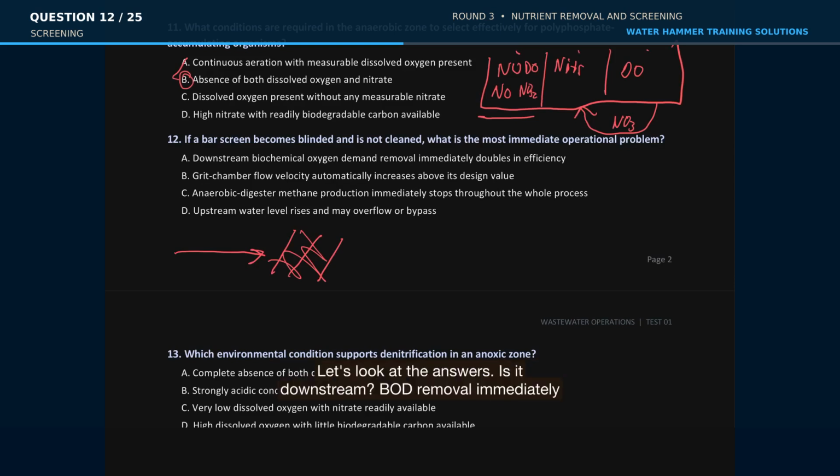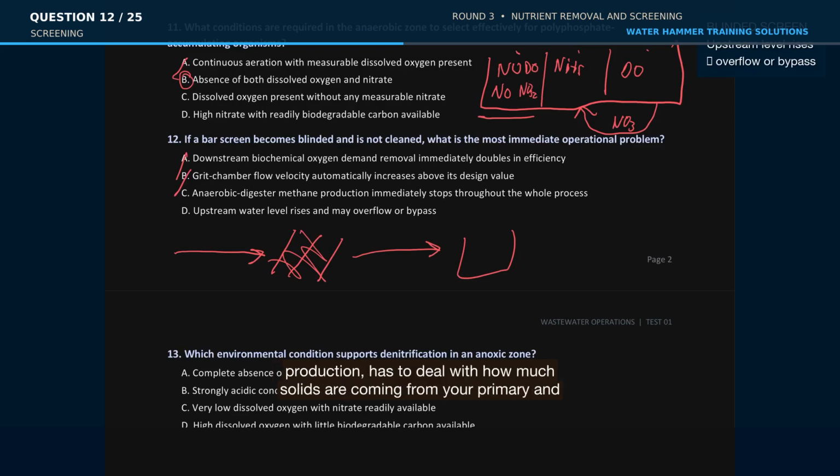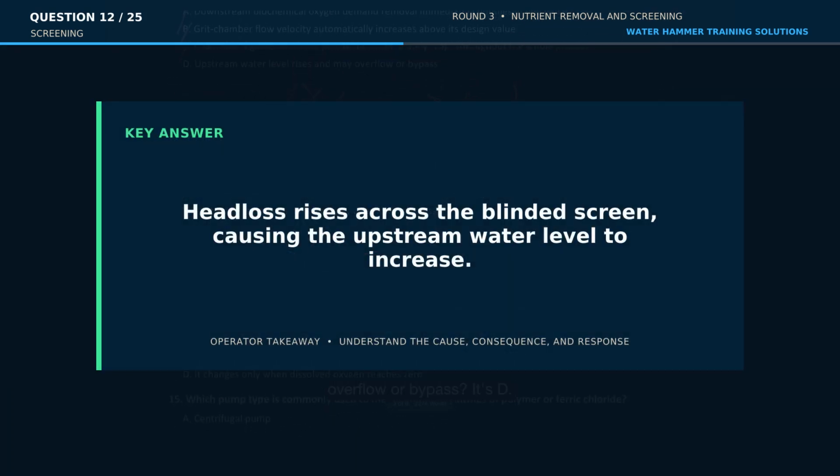Is it downstream BOD removal immediately doubles in efficiency? No. Is it grit chamber velocity automatically increases above its design value? No, because if less water is going to your grit tank, then it's going to actually decrease. So no. Is it anaerobic digester methane production immediately stops throughout the whole process? Anaerobic digester methane production has to deal with how much solids are coming from your primary and your secondary, so that is not true. Or is it upstream water level rises and may overflow or bypass? It's D.